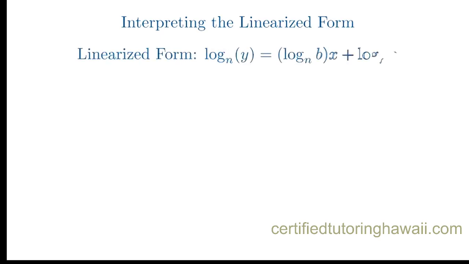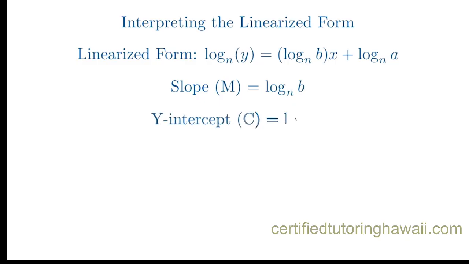Let's review our linearized equation. Remember, it's the equation of the line we see on the semi-log plot. The slope, m, of this line is the coefficient of x, which is log base n of b. The y-intercept, c, is the constant term, which is log base n of a. This gives us a direct connection. The slope of the line on the semi-log plot is the logarithm of the original exponential function's growth factor, b, and the y-intercept is the logarithm of the original function's initial value, a.